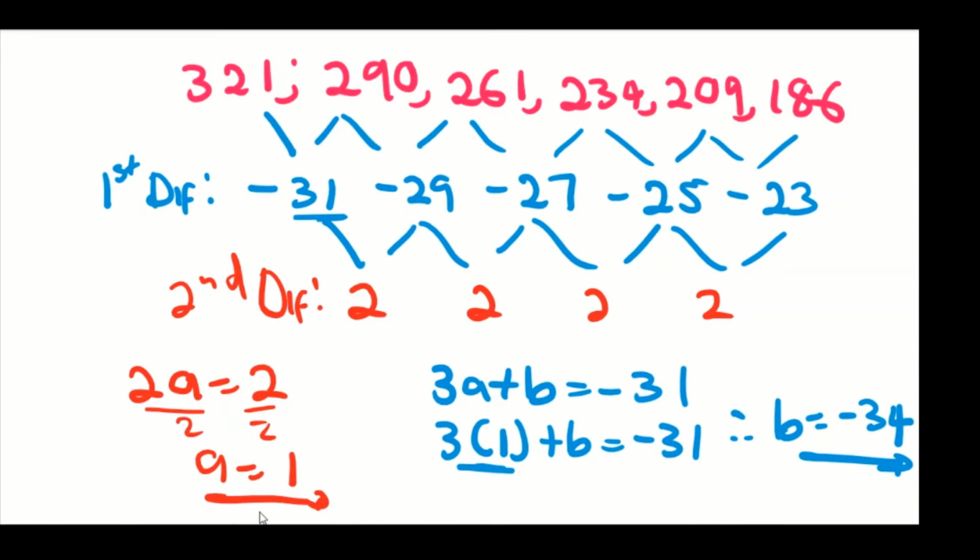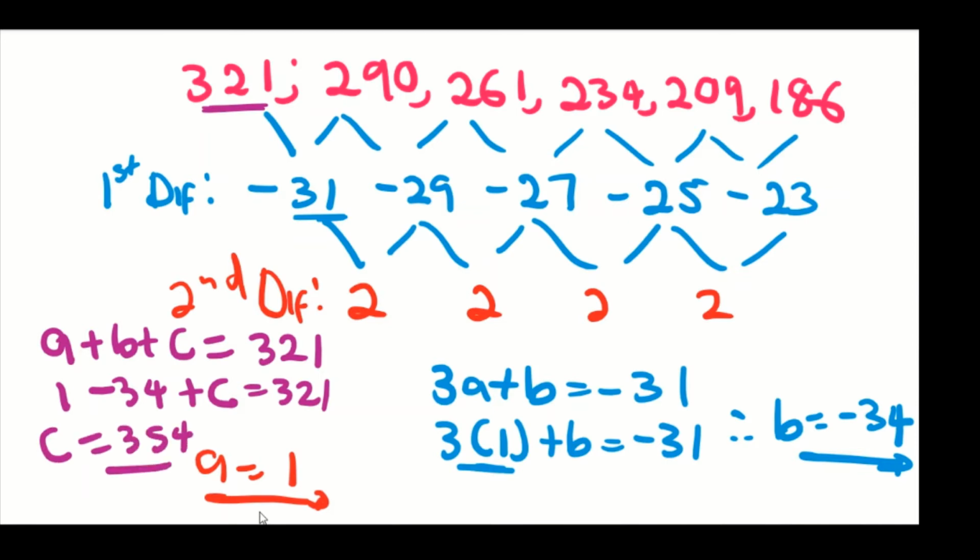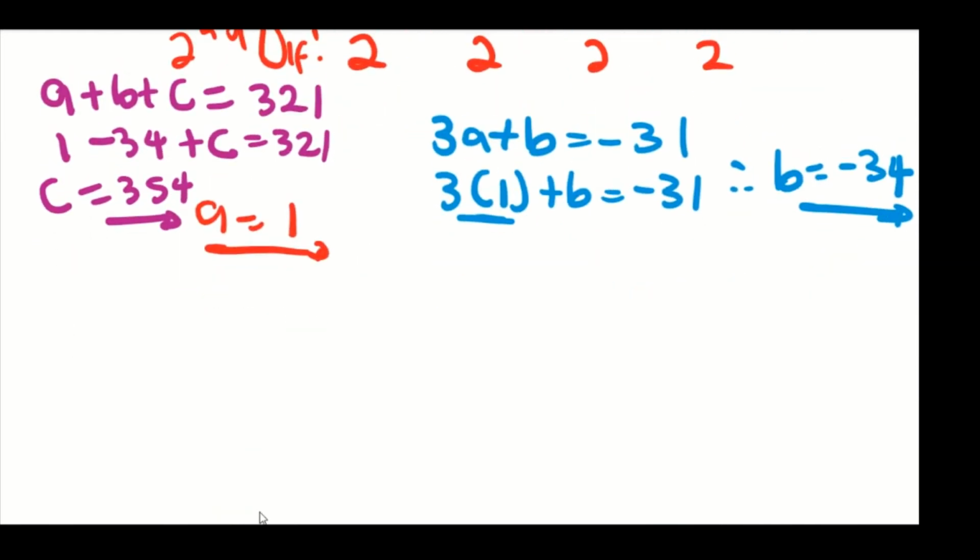And then to find the value of c, we're going to say a plus b plus c is equal to the first term of your quadratic sequence, which is 321, and our value of a is equal to 1. Our value of b is minus 34, plus c is equal to 321. You're going to add everything up, and your c value is supposed to be 354, right? So you have your values of a, b, and c now, so you'll be able to identify the formula.